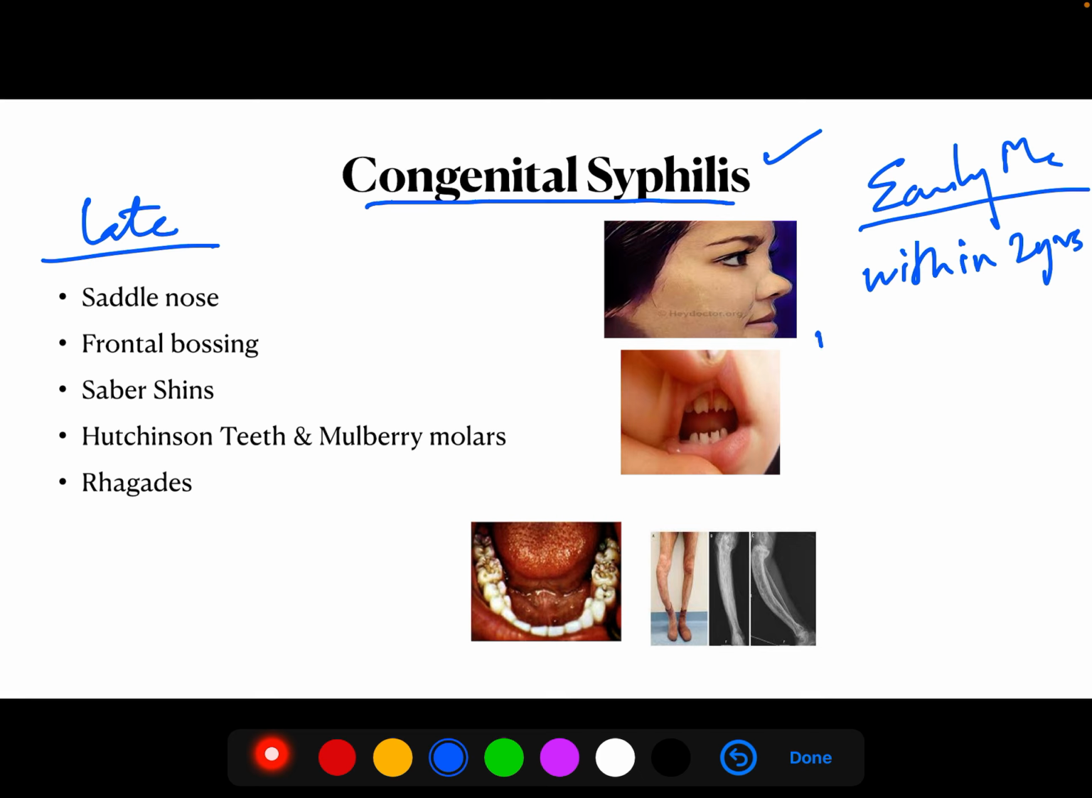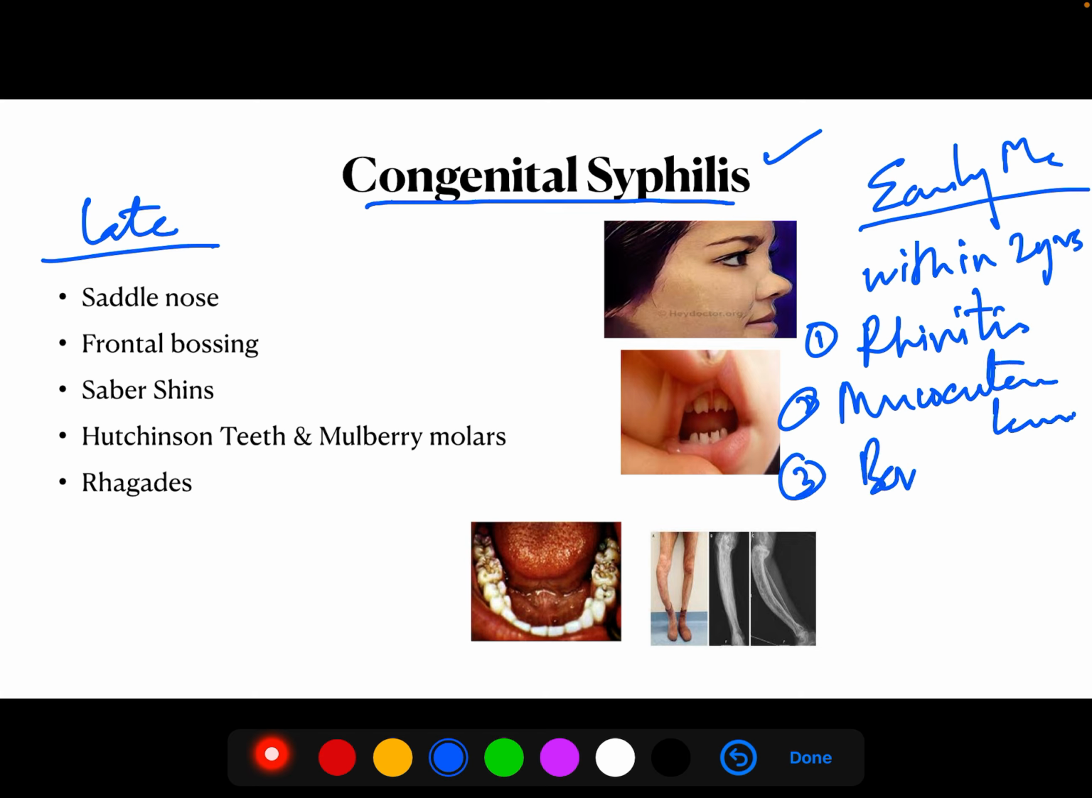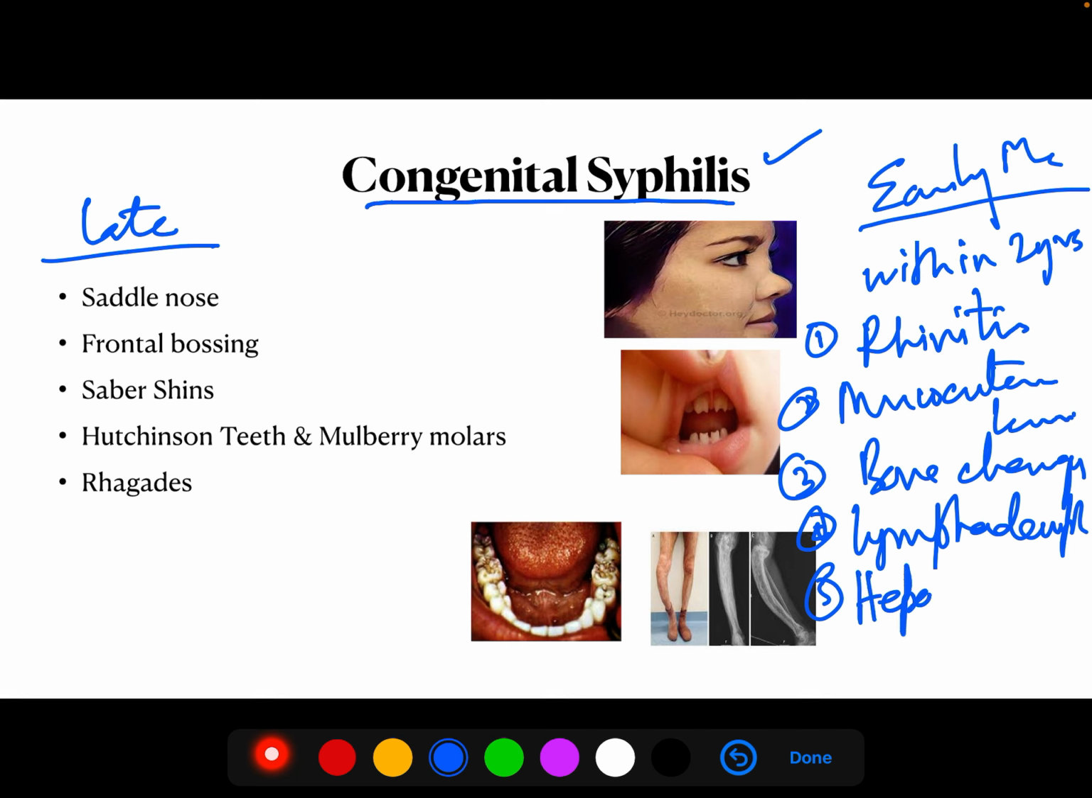where the affected baby shows symptoms such as rhinitis, then mucocutaneous lesions and bone changes, followed by lymphadenopathy, and also hepatosplenomegaly.